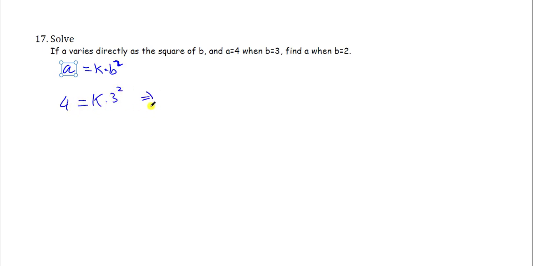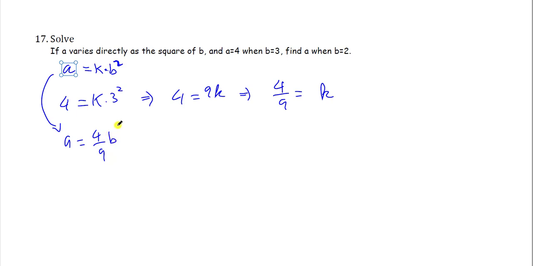Now you can solve for k. This is 4 equals 9, since 3 squared is 9, so 9k. Dividing both sides by 9, you can solve for k, 4 over 9. So k is 4 over 9, and therefore the equation should be a equals 4 over 9 b squared. Now you are given the value of b, which is 2, and you are asked to find the value of a. So b squared now is 2 squared, 2 squared is 4, 4 times 4 is 16, 16 over 9 is the value of a.